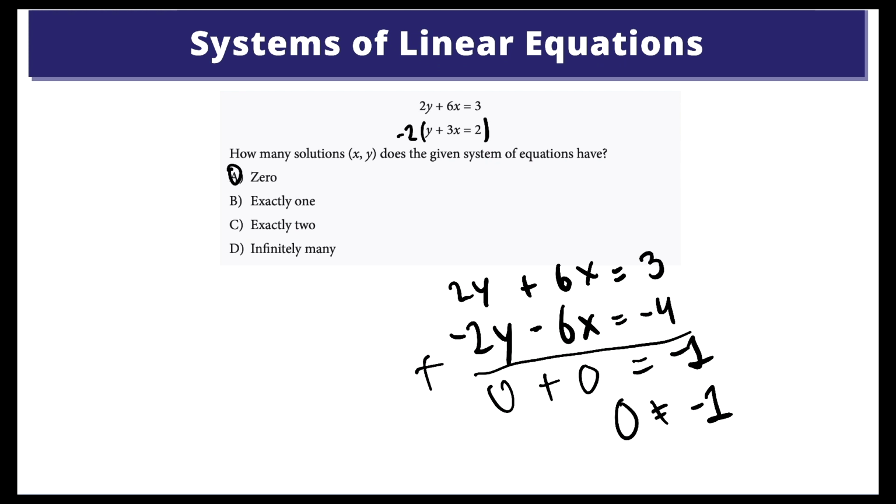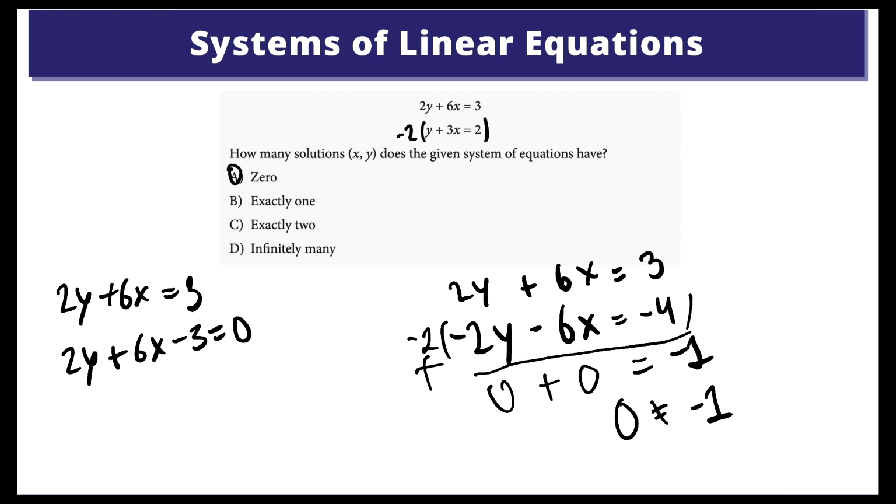So let's write this out. Going back from here, we're just going to multiply this by -1, right? And we have 2y plus 6x equals 3 on this one. And then we're going to move the 3 to the other side, just so you could have a better understanding of what this means. And then over here, we'll do the same.